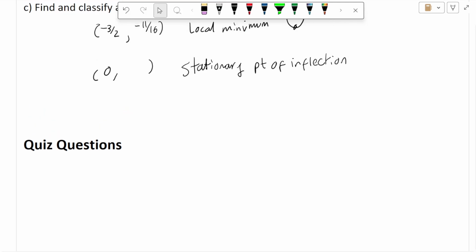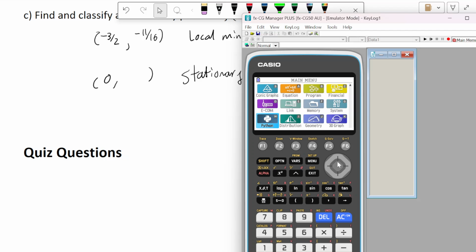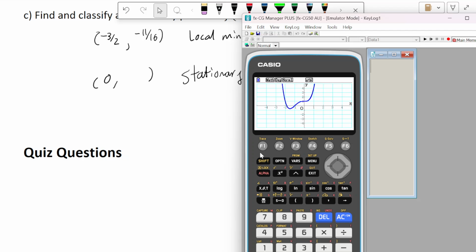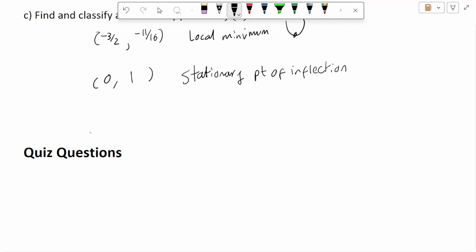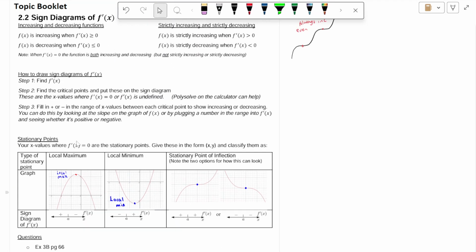Or what you could do is you could just trace. So you've already got it graphed on your calculator. We'll just go back up into that graph here. Draw that. And you literally just need to go shift trace and then type 0 for the x value. There we go, y is 1. So when you're finding and classifying stationary points, make sure you give me the coordinates, not just the x value. And you're classifying stationary points as one of these three things: local max, local min, or stationary point of inflection.